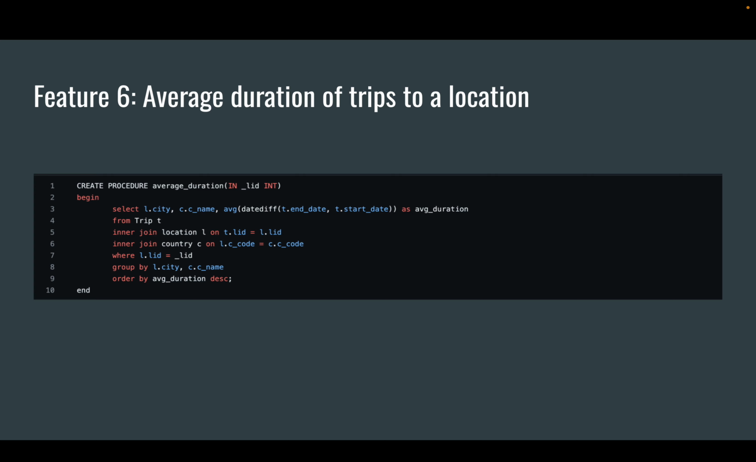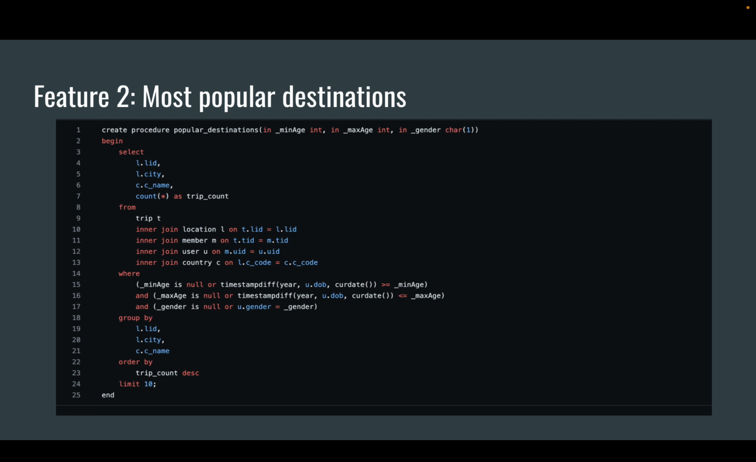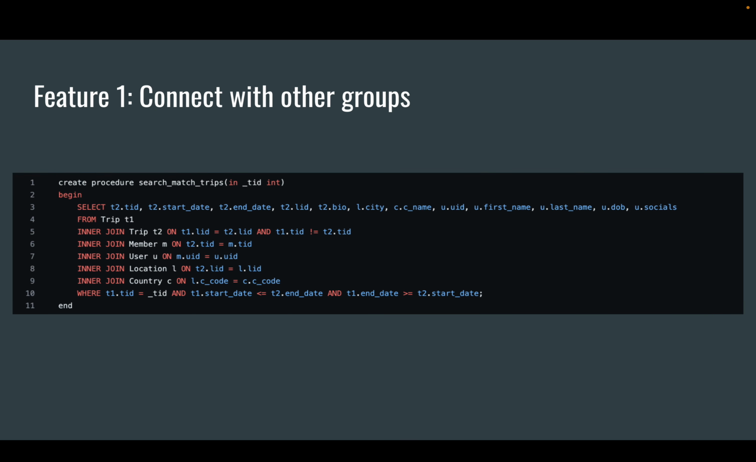We also have our feature 2, most popular destinations. This is on the most popular destinations page, and it allows users to filter the most popular destinations by gender and also target a specific age range.